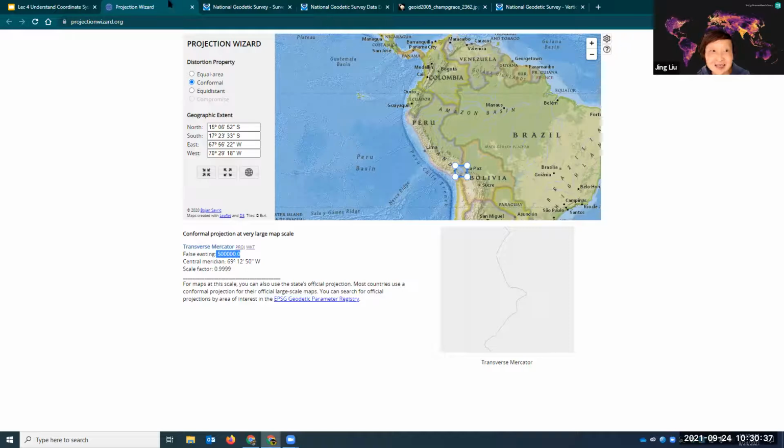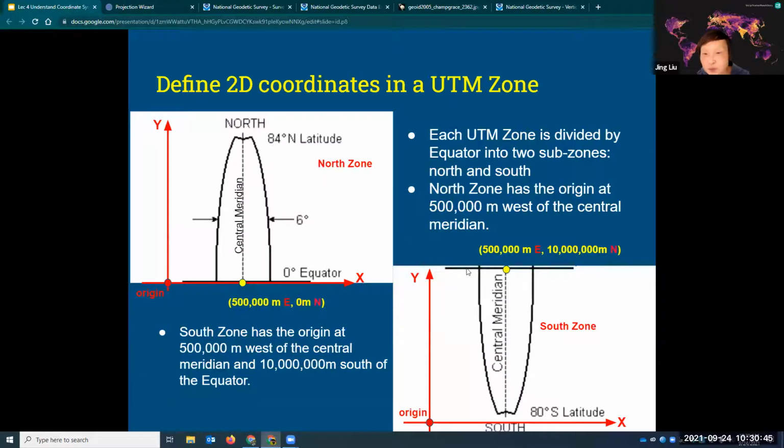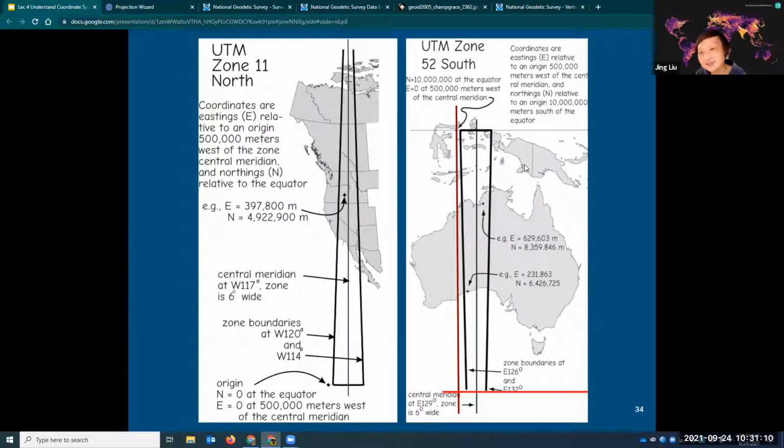In that case, everything will be positive. Oh sorry, here I put my x below the equator. Excuse me, let me roll back. Here, you put your x below the equator all the way. That's called false northing. Put your x this many meters south of the equator. In that case, everything will be positive. All right, so this is from our textbook for one stripe, how you define your x and y.